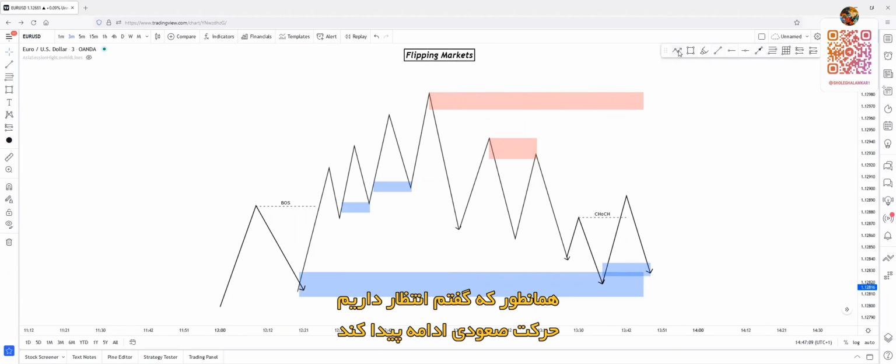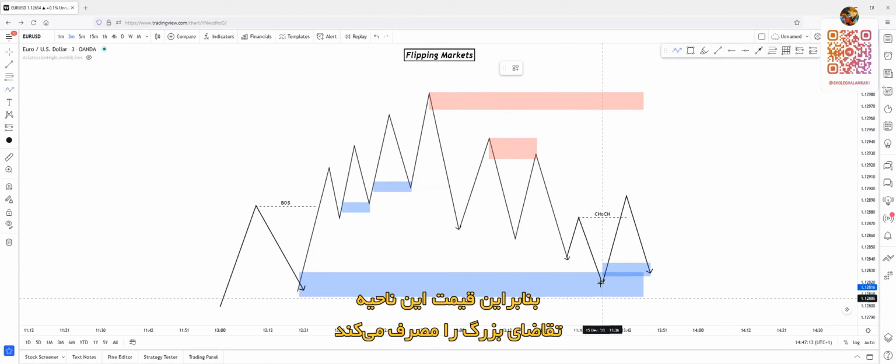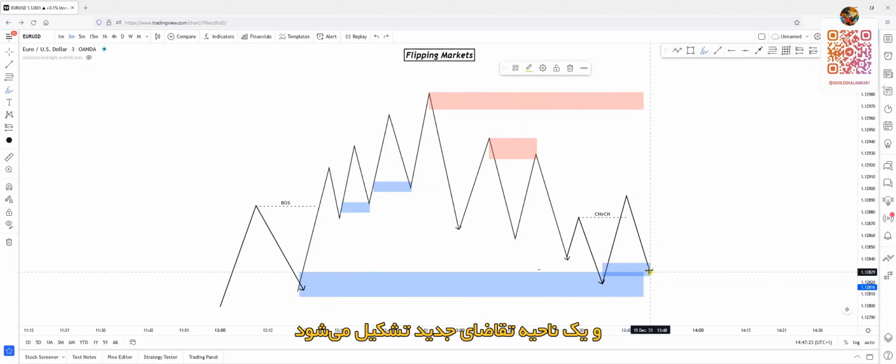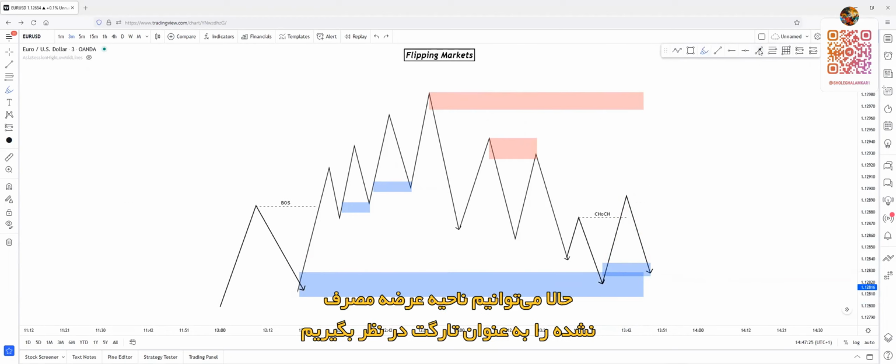So as I said, we are expecting the continuation of the bullish trend. So price mitigated this big demand zone, and after the mitigation, it created a change of character, with a reaction on the freshly created demand zone. And after this, we can use the unmitigated supply zone, so this one, for our target point.